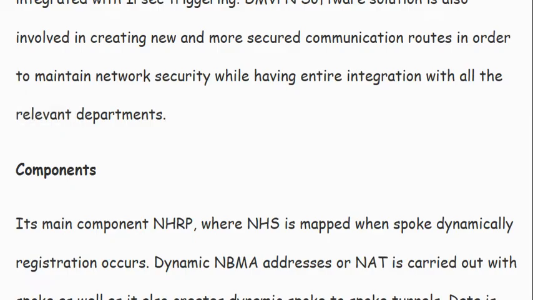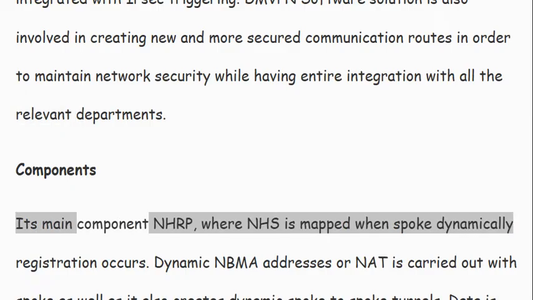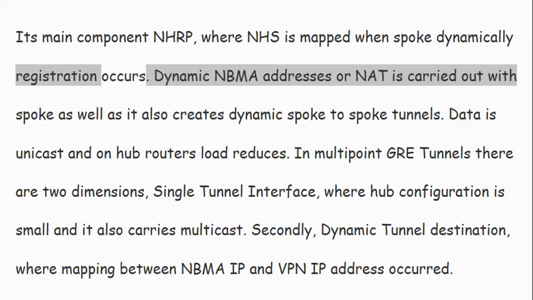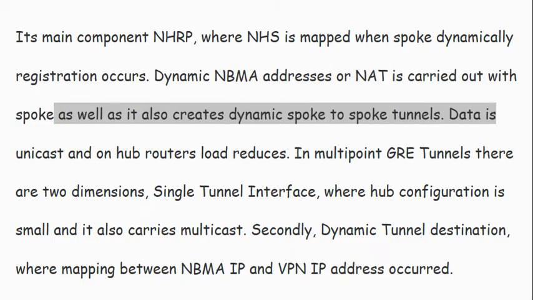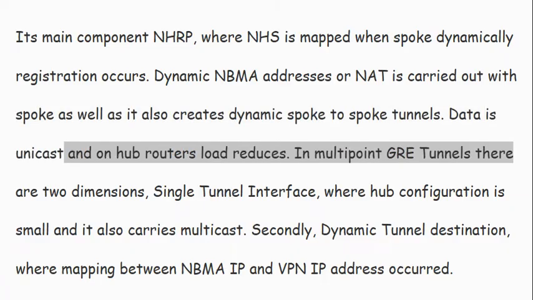Components. Its main component is NHRP, where NHS is mapped when spoke dynamic registration occurs. Dynamic NBMA addresses or NAT is carried out with spoke, and it also creates dynamic spoke-to-spoke tunnels. Data is unicast and the load on hub routers reduces.